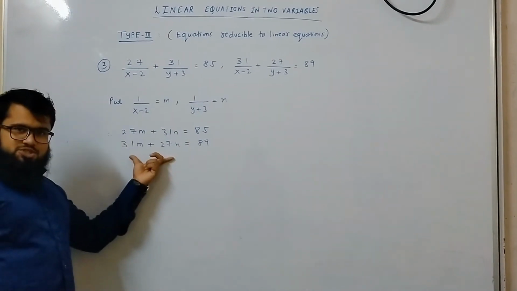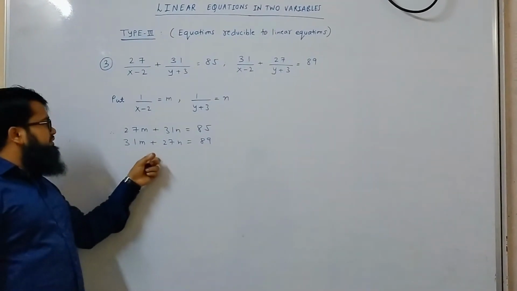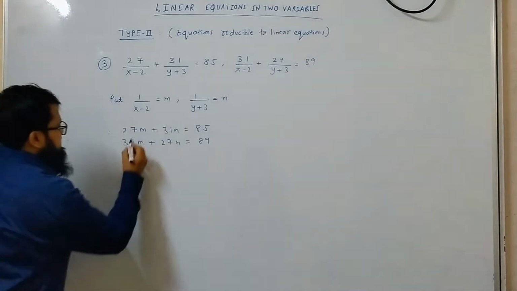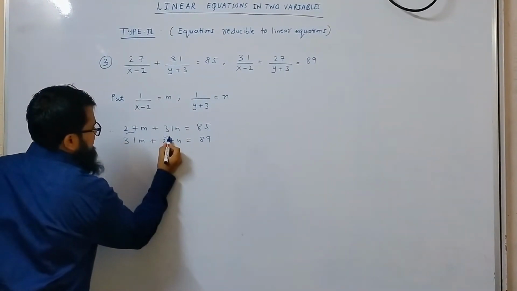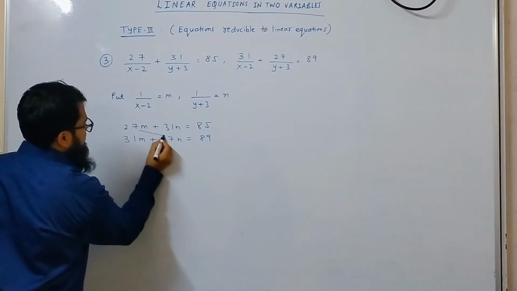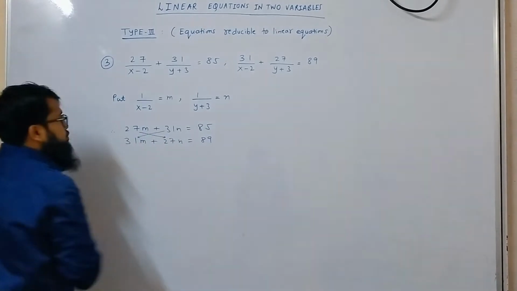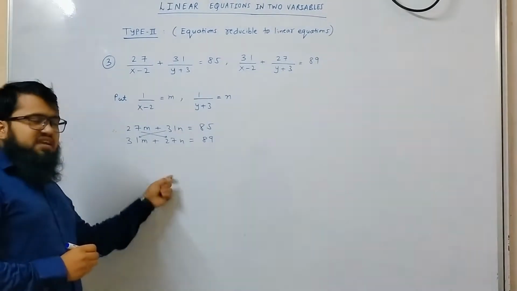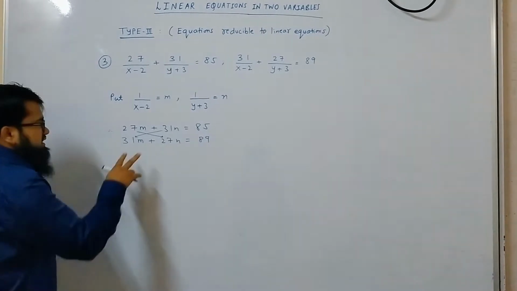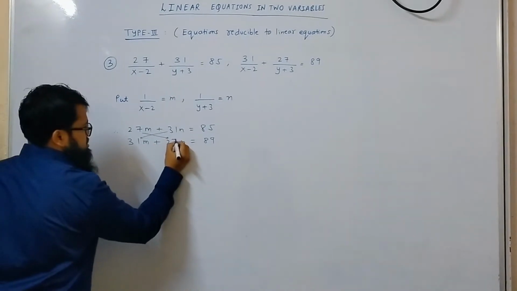Do you remember this equation? We have studied it before. See this. These constants are equal, and these constants are equal. What to do? You have to add them once and subtract them once. This is the usual way of solving these types of questions.